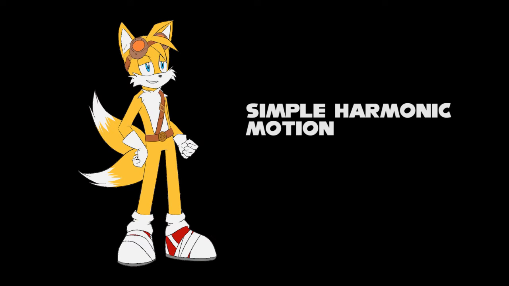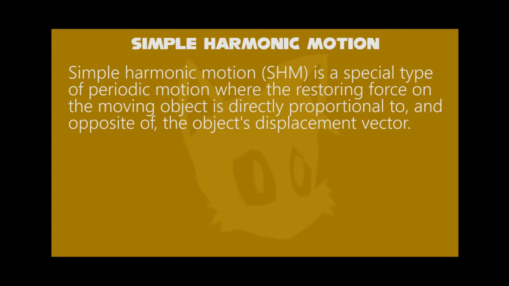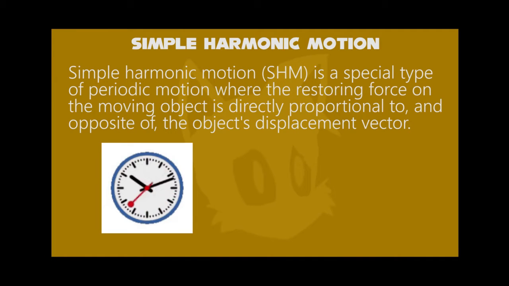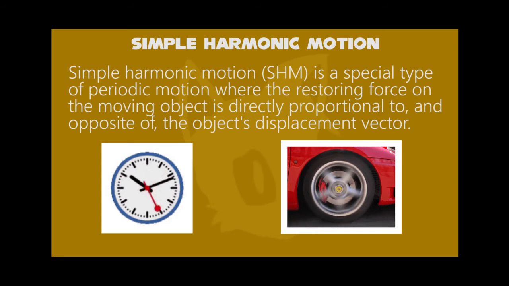We will learn about simple harmonic motion. Simple harmonic motion is a special type of periodic motion where the restoring force on the moving object is directly proportional to, and opposite of, the object's displacement vector. In nature, simple harmonic motion is always oscillatory, like the motion of the hands of a clock, wheels of a car, pendulum, spring, and others.